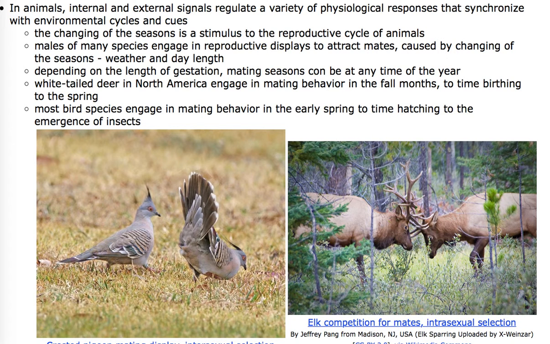With the elk, it's also in the winter so that the babies are born at the correct time of the year. Depending on the length of gestation, mating seasons can be at any time of the year. White-tailed deer in North America engage in mating behavior in the fall months to time birthing to the spring. Most bird species engage in mating behavior in the early spring to time the hatching to the emergence of insects.